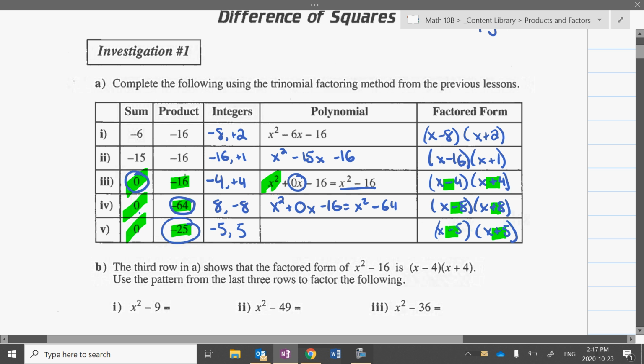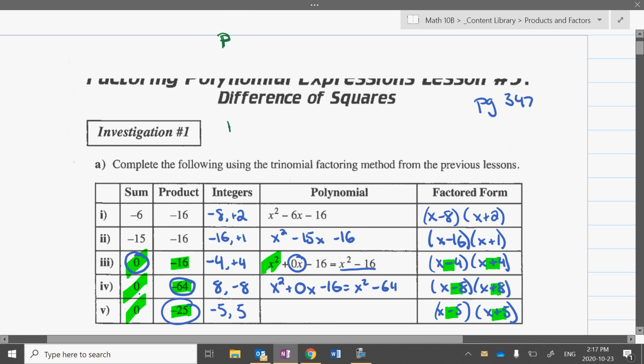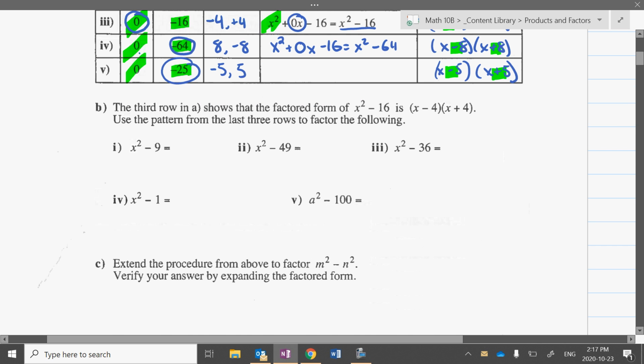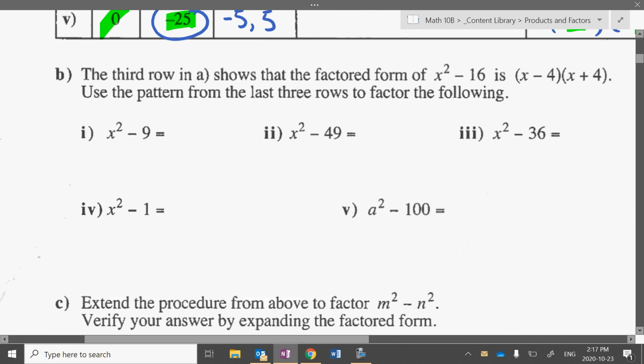So we have some commonalities here, and from those commonalities we can make a general statement. If I have a perfect square subtracting a perfect square, my factored form is going to be something like this, with a blank here and a blank here. Those blanks are going to be the square roots of my perfect squares. The workbook explains this a little bit later on, and we'll go through that. So let's try these three examples here.